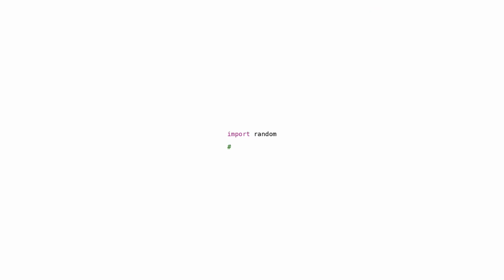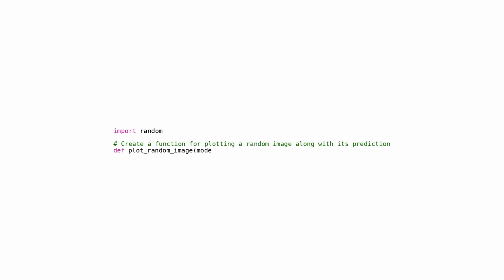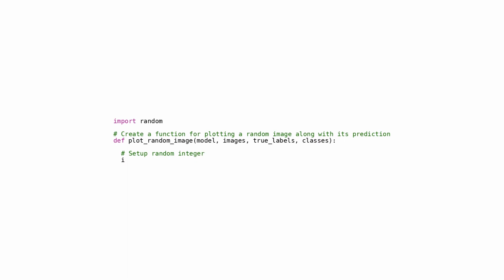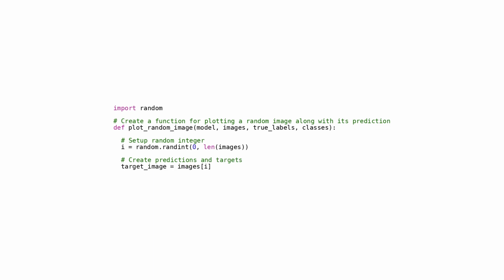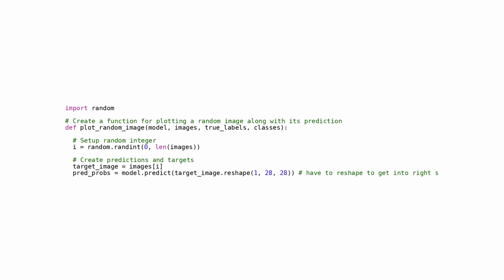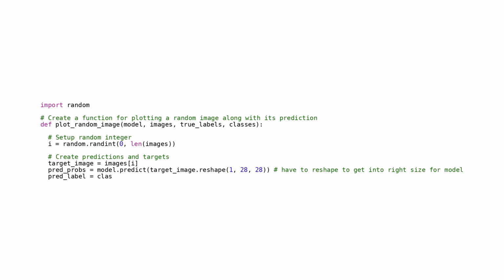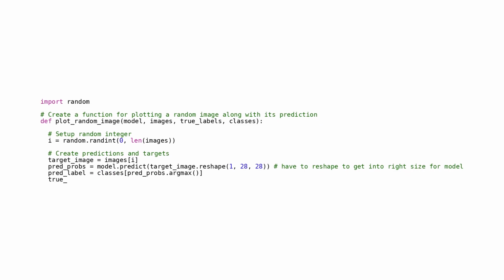The provided code defines a function named plot_random_image, which is intended to visualize a single image from a dataset, its predicted label, and its true label. It uses a trained machine learning model to make a prediction on a randomly selected image, and then plot that image. Within the function, a random index is selected, and the corresponding image is retrieved from the provided images array. The machine learning model, which is assumed to be already trained and passed as an argument to the function, is then used to make predictions on the reshaped image. The true label is also obtained using the random index from the true_labels array.